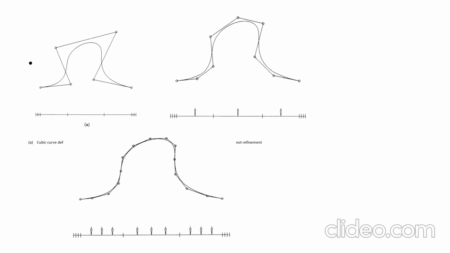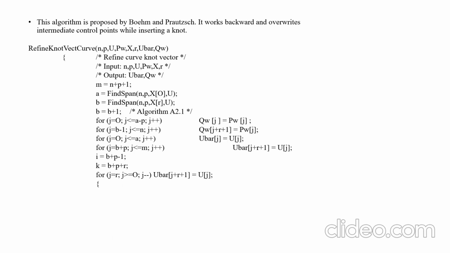So this is the curve. This is the cubic curve built for knot refinement, and figure B represents the first midpoint knot refinement, and figure C represents the second midpoint knot refinement. This is the example for curve knot refinement. So this is the algorithm which performs knot refinement of a curve. This algorithm is proposed by Boehm and Prautzsch. It works backwards and overrides intermediate control points while inserting a knot.